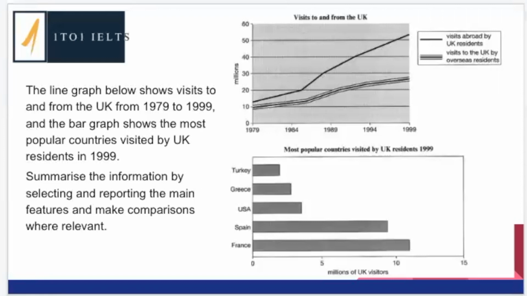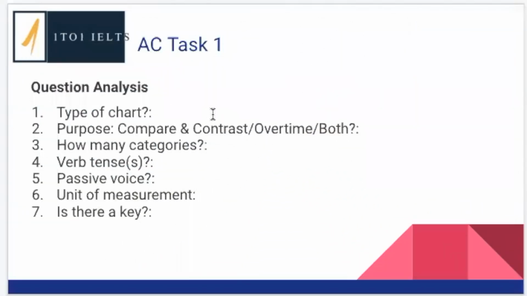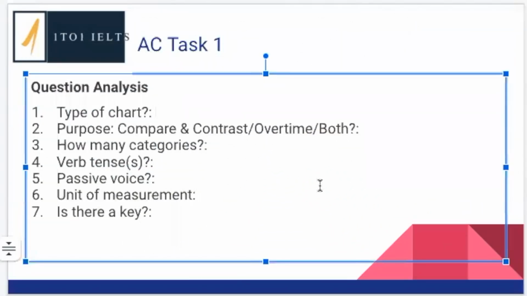We'll go through the question analysis and make sure that we fully understand it. And then once we've done that, we'll go about looking at what are the key features, and then next week we're going to go into the details paragraphs. So first step is going to be question analysis. So we're going to think, what type of chart or graph have we got? So obviously here we've got two. The second one is a bar chart, and the first one is a line graph.